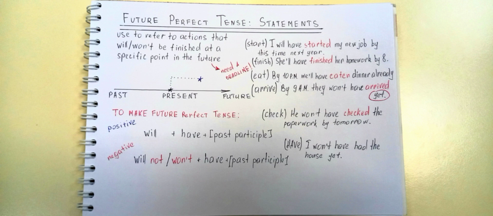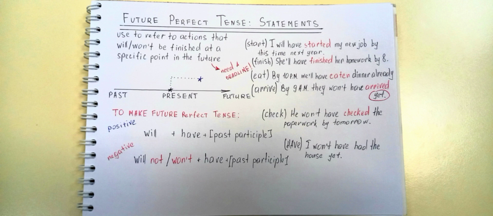She'll have, the verb is finish. The past participle form of the verb is finished. She'll have finished her homework by 8. So that means by this deadline of 8 o'clock, her homework will be done. Before 8 o'clock, somewhere in this period, she'll make the last steps on her homework. So by this time, everything will be finished.